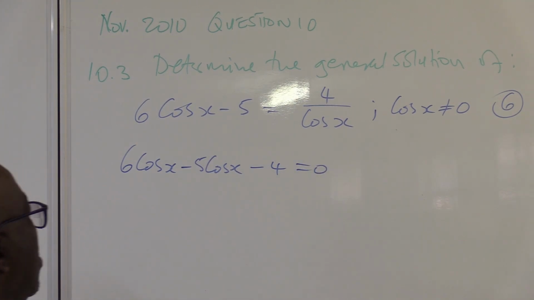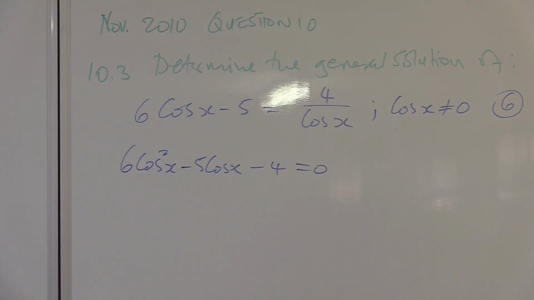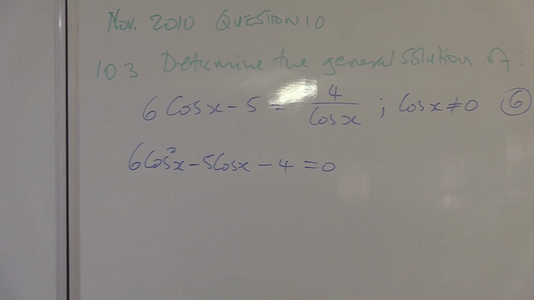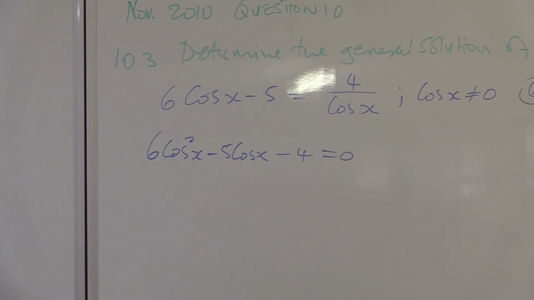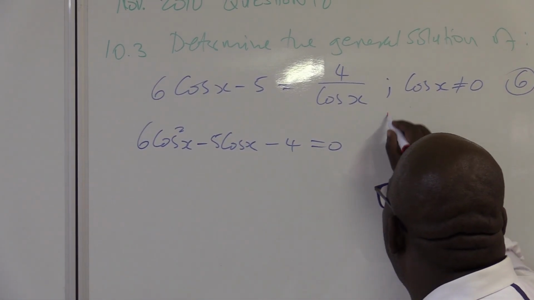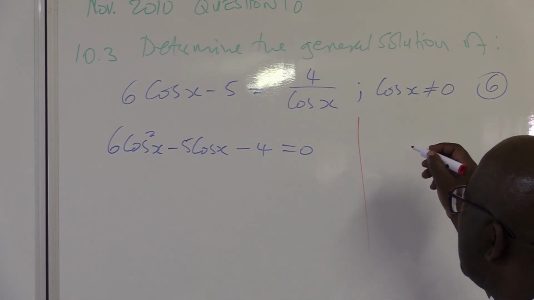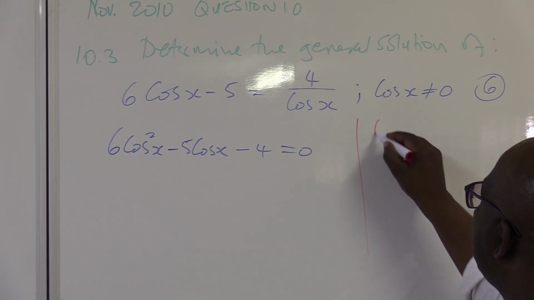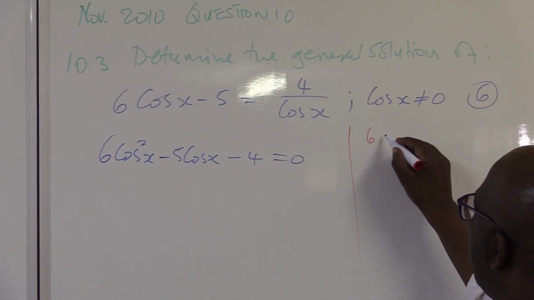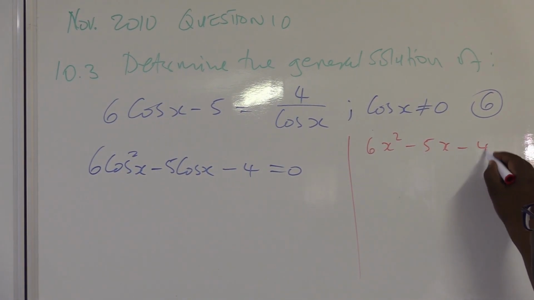Why am I putting it this way? Remember this is cos squared x because I multiplied by cos x. I can see a trinomial. My grade 8, grade 9 comes in handy. Don't be confused by the cos. People think that cos x makes it difficult. Let's do it this side so that you'll see what I'm trying to say, because we need to factorize this. It is very easy if you assume that cos x is x. I will have 6x squared minus 5x minus 4 equal to 0.